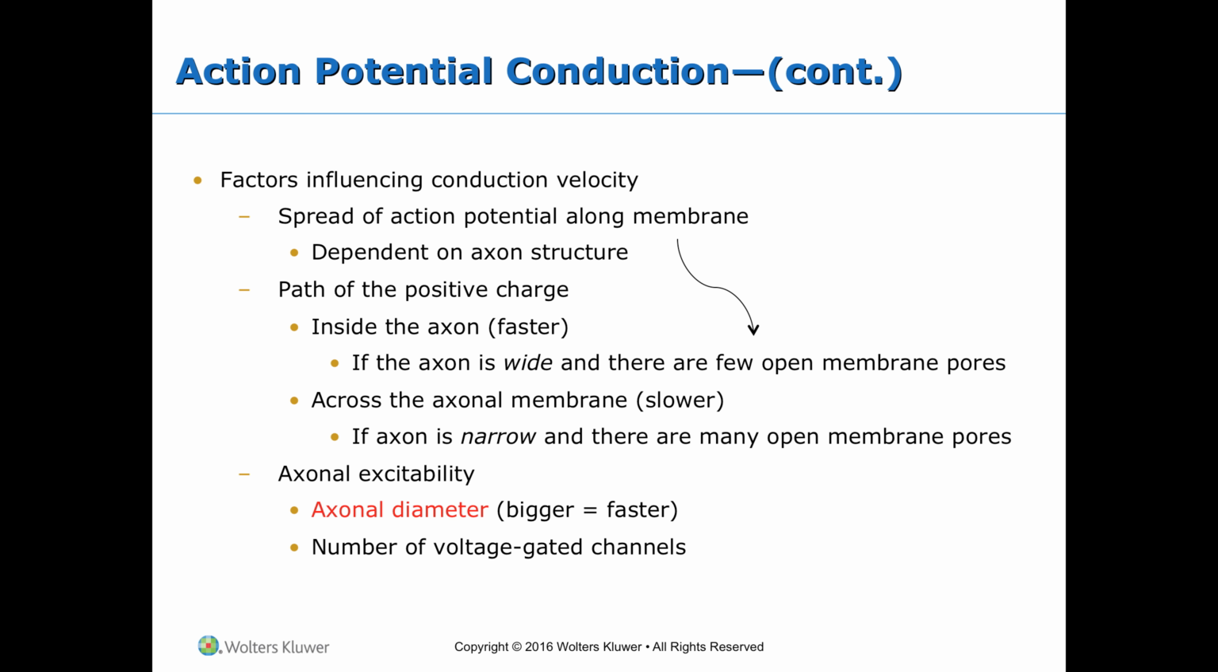So factors that influence conduction velocity of an action potential are the spread of it along the membrane. And this is dependent on axon structure. Now, here I have a little arrow going down here. If the axon is wide and there are few open membrane pores, then your action potential will travel faster. If the axon is narrow, with numerous open membrane pores, then your action potential will travel slower. In general, the larger the axon diameter, the faster your action potential will travel, as well as the number of voltage-gated channels that are physically there to excite the axonal membrane.